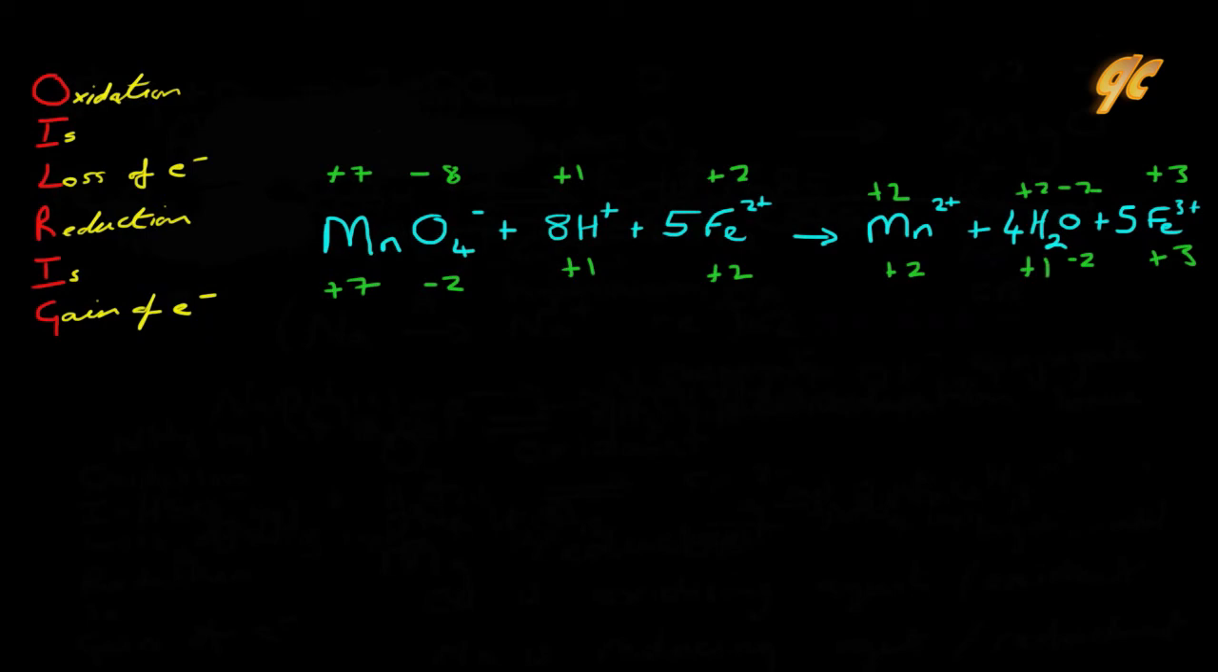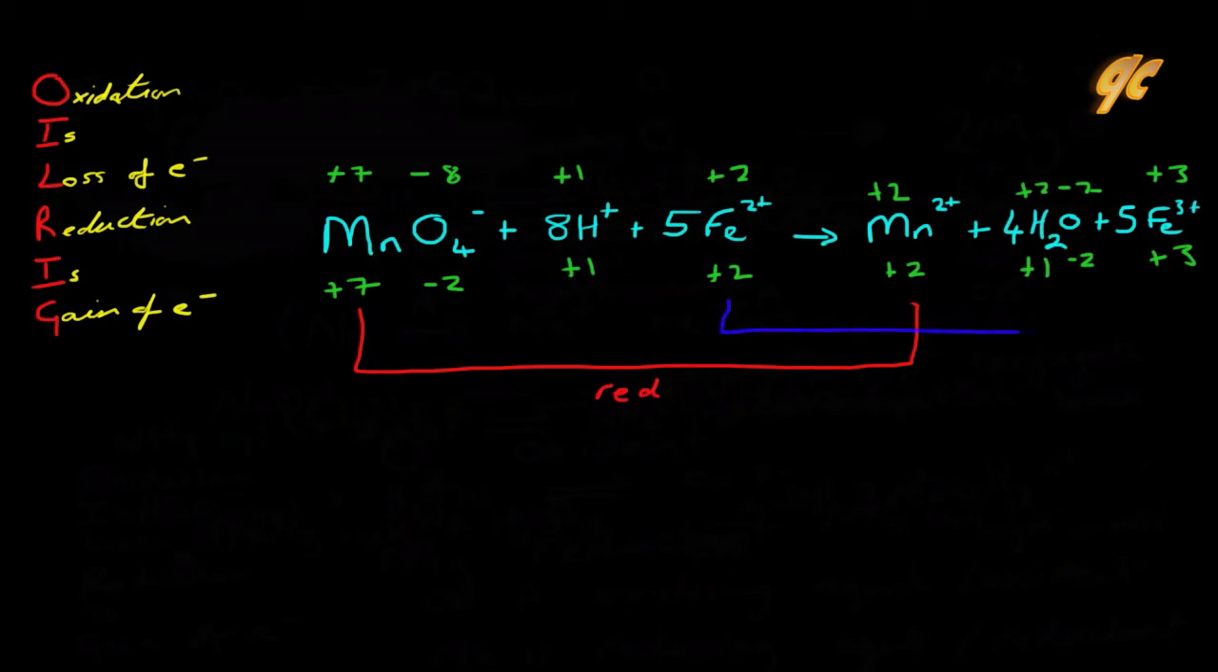We then need to look at the species that have changed. The manganese ion has decreased in oxidation number from +7 to +2. It's gained electrons, and reduction is gain, so that has been reduced. The iron(II) ion has increased in oxidation number. It's lost electrons, so that must have been oxidation.